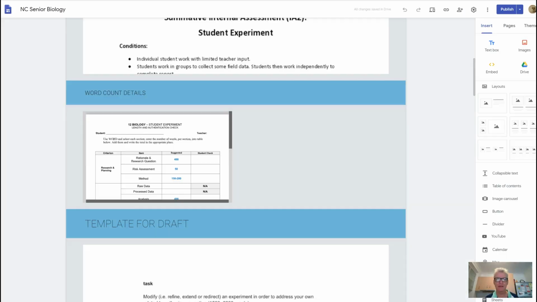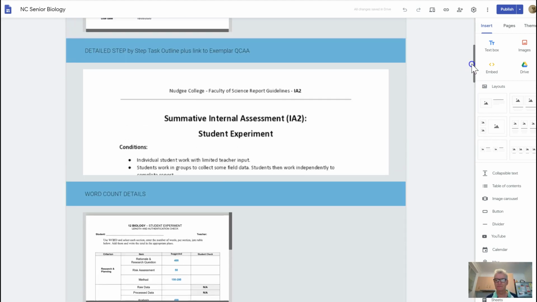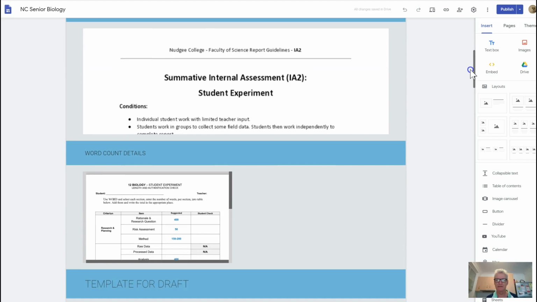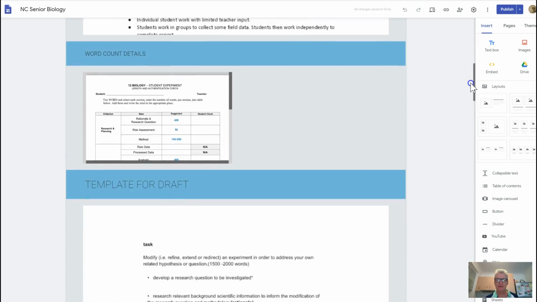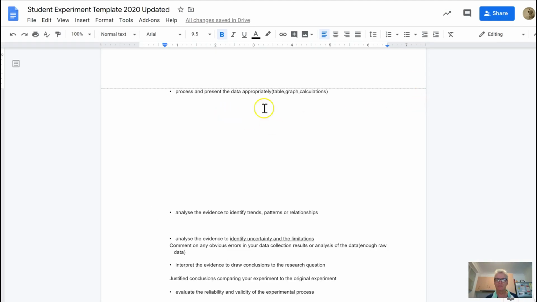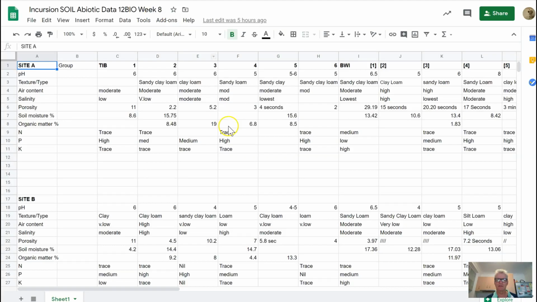Okay guys, welcome back to working through your IA2. Obviously you've got your IA2 page open here and you are hopefully getting through it, and at this stage you've got down to your tables and graphs. So you've got your table.